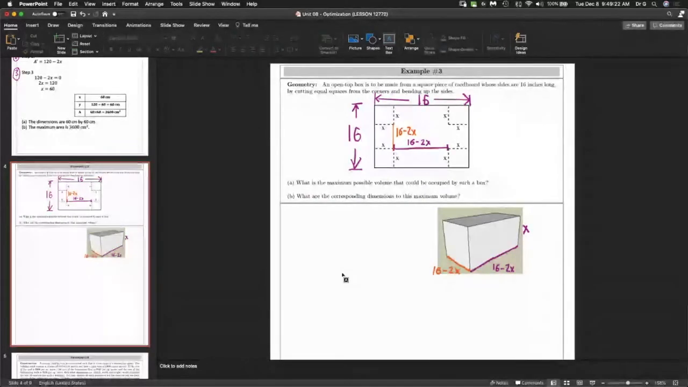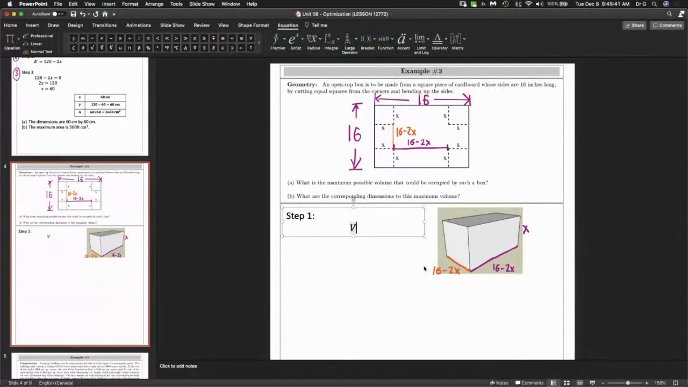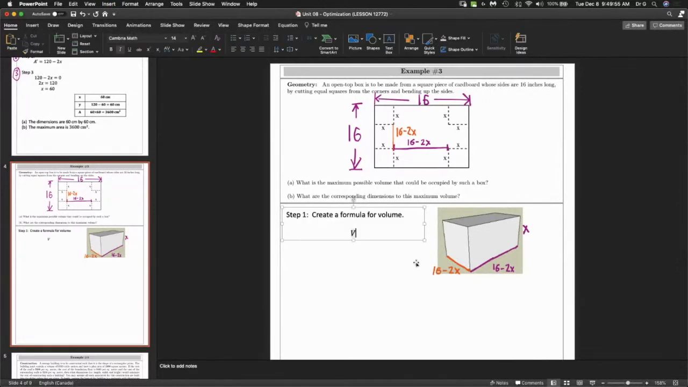Okay, so what are we trying to do here? What is the maximum possible volume? Oh, okay. You want to find the volume, but you want to find the maximum of the volume. So there's your optimization question. Let's get that step one there. Step one: the volume of the box, we want to create a formula. So what is the volume of the box here? Well, what's the volume of a box? In the chat, what's the volume of a rectangular prism?